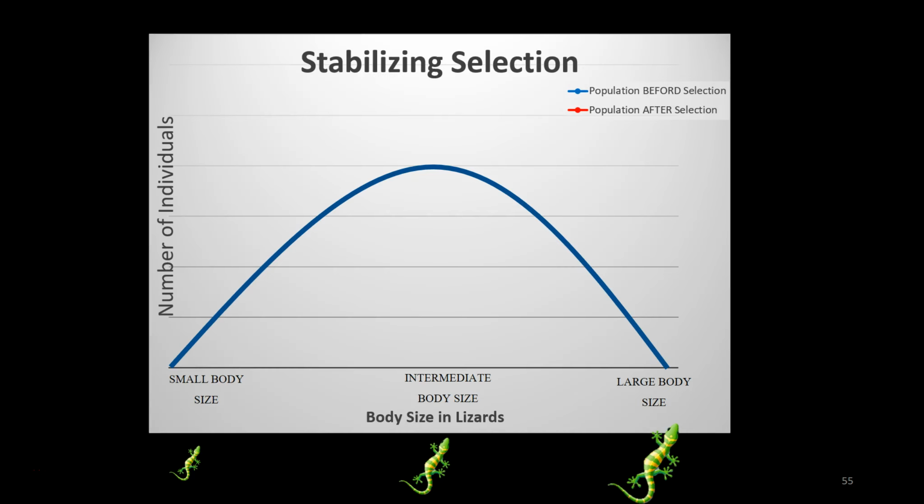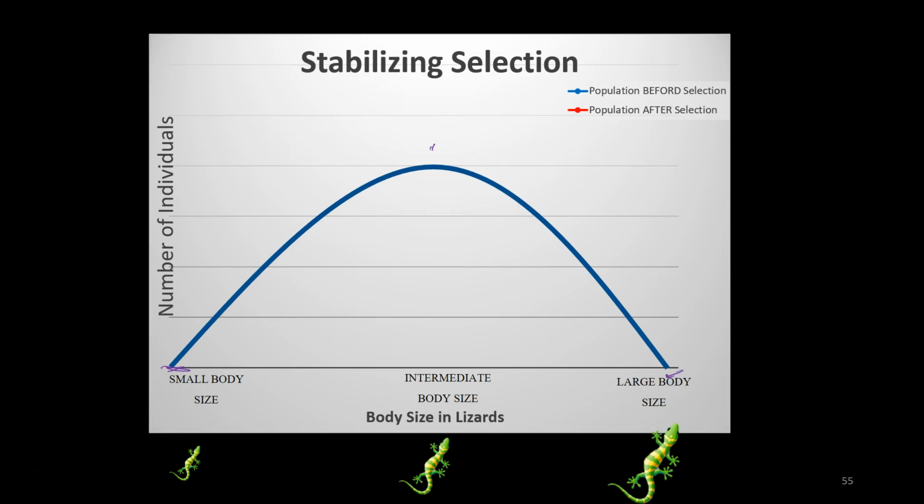Let's say I graph the population of lizards based on their body size. Normally there's very few individuals with a small body size, and as I count them and graph them, there begins to be an increase in individuals with a medium body size, and then finally there's a smaller population with those with a large body size.